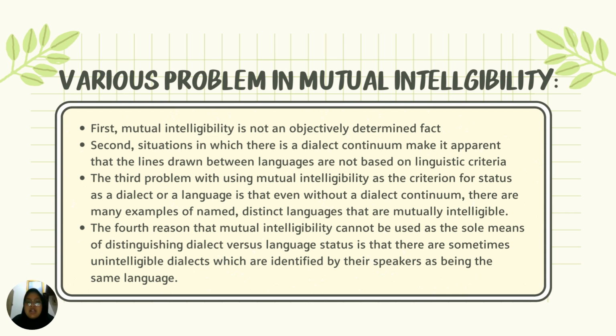The third problem with using mutual intelligibility as the criterion for status as a dialect or a language is that, even without a dialect continuum, there are many examples of named distinct languages that are mutually intelligible. And the last one, the fourth one, is that mutual intelligibility cannot be used as the sole means of distinguishing dialect versus language status, because there are sometimes unintelligible dialects which are identified by the speakers as being the same language. So those are the four problems in mutual intelligibility.